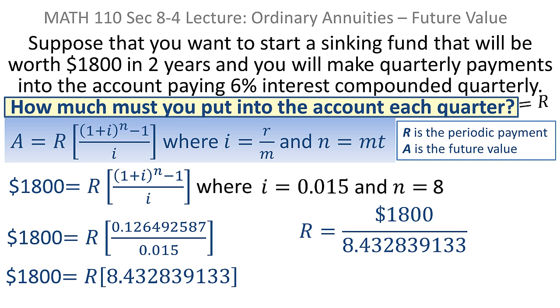So I need to take 1,800 divided by 8.432839133. If you do that, you get $213.45. So if you want to end up with $1,800 in 2 years with that 6% interest rate compounded quarterly, you will have to put in $213.45 per month.